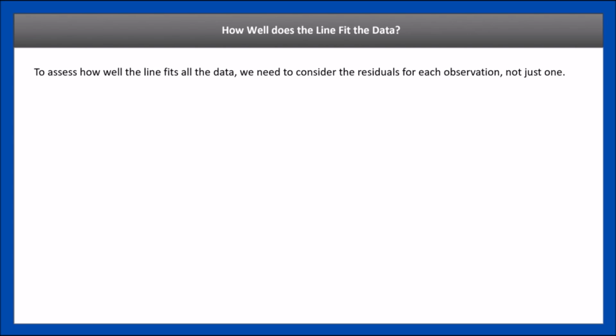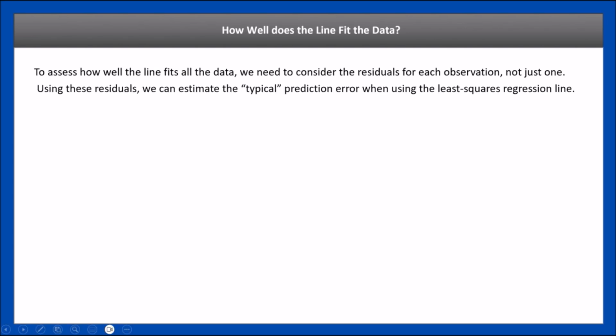Well, then how well does the line actually fit the data, and how well does each of the data points fit to the line? So what we want to do is consider all the residuals, not just one. Looking at all of the residuals as a whole, we can see what is the typical prediction error that we make. Is that typical error high, or is that typical error low? So on average, is my prediction error high or low?